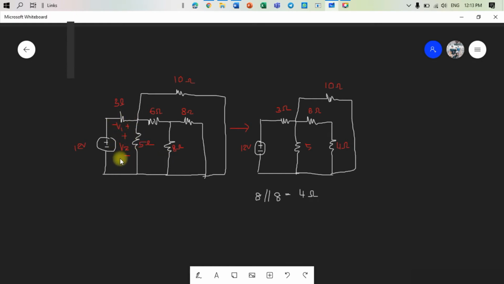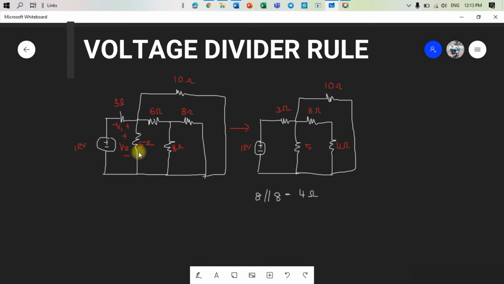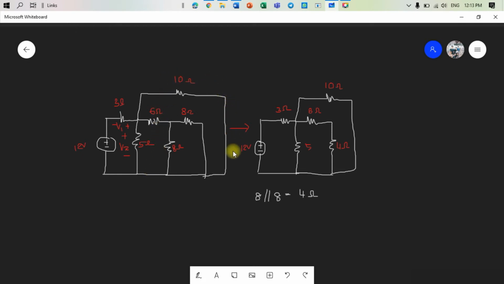From this equation, the question asks to find V1, the voltage here, and V2 value using the voltage divider rule. First of all, to find the voltage here, the first thing we need to do is simplify all this resistor to be one loop only, one circuit. This 8 ohm resistor can be in parallel with this 8 ohm, since these two resistors are at the same node.